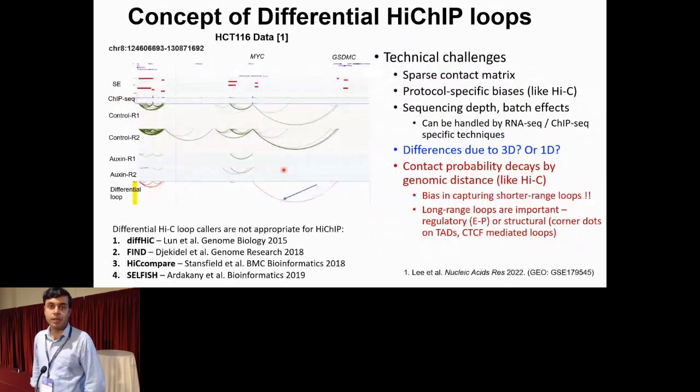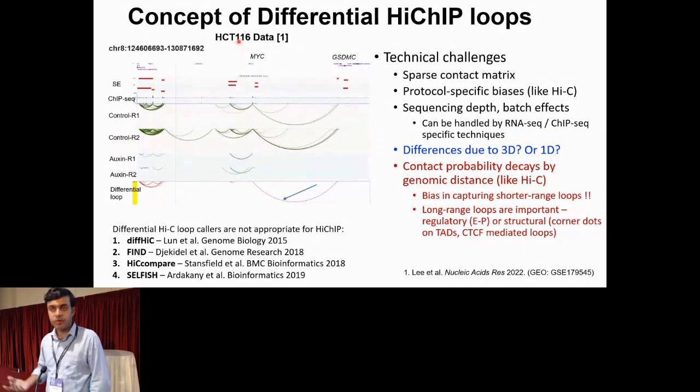Now, what's a differential loop? Very simply, it's one chromatin loop having differential chromatin contact count between two conditions. For example, between disease versus healthy condition, between two different cell types, or even between a control condition versus an enzyme treated condition. Like here, you can see one control condition and one auxin treated CTCF depleted condition, and each has two replicates.